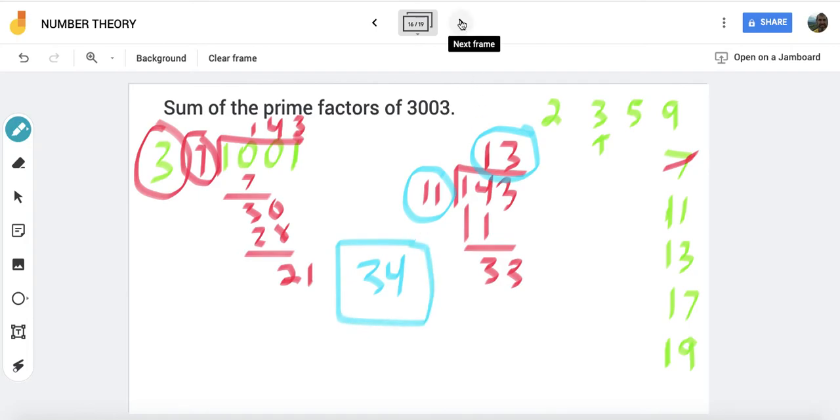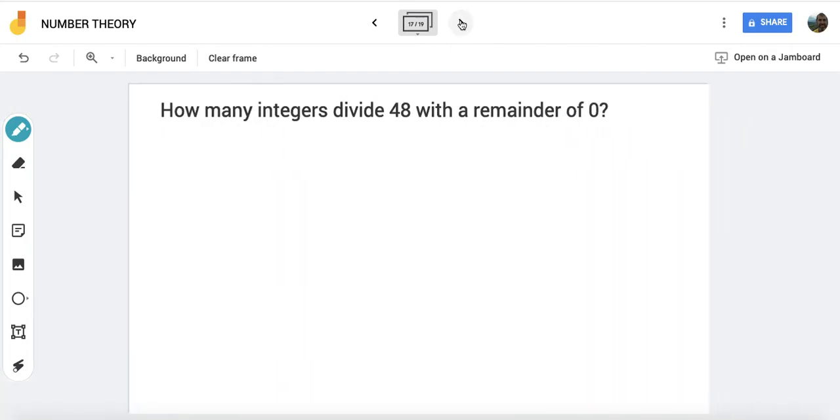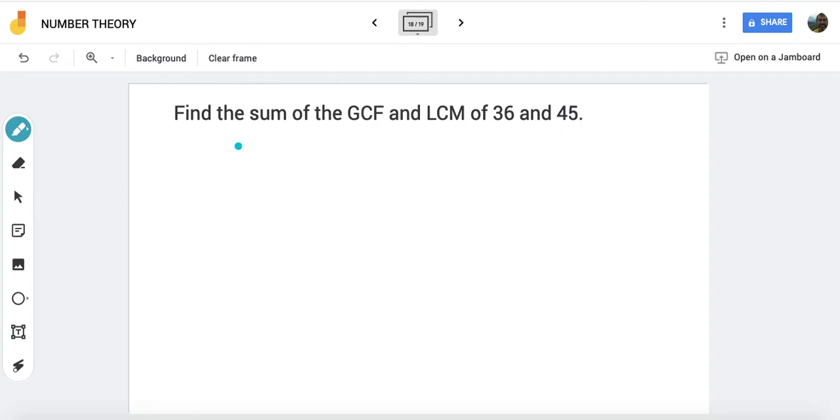Another question they said they could have, oh, I'll do this one. Find the sum of the GCF and the LCM. They mentioned that. You got to know what greatest common factor is and what the least common multiple is. To find that, I usually break the number down into its prime factors.